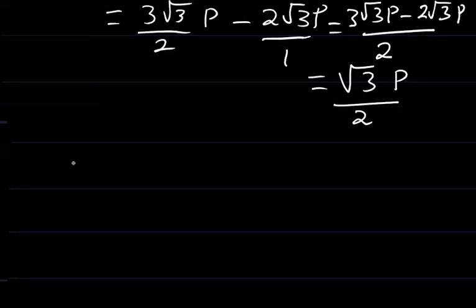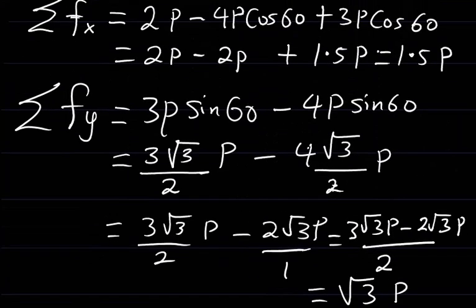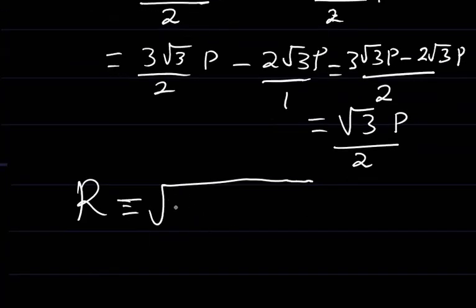So putting everything together now, the resultant is going to be equal to the square root of the horizontal component, which is 1.5. Of course 1.5 is 3 over 2. Let me put it in fraction.